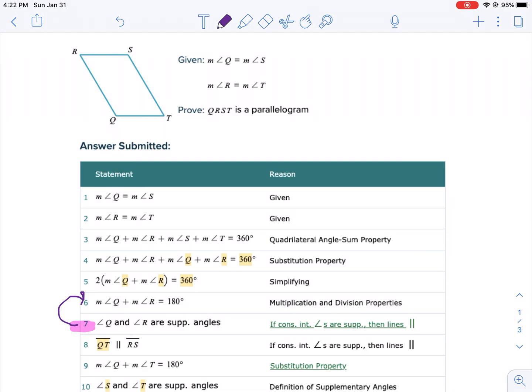If you want to use parallel lines for your reason, you'd have to have parallel lines someplace in your proof before that. We're using the fact that Q and R add to 180. That should be the definition of supplementary. And then, even with the mistake you had, you should have had it the other way around. You should have, if two lines are parallel, then the consecutive interior angles are supplementary.